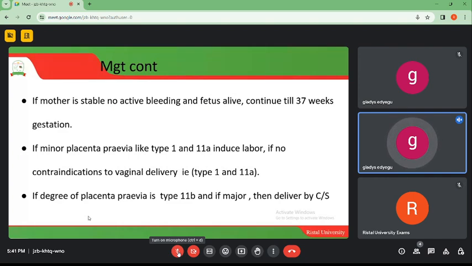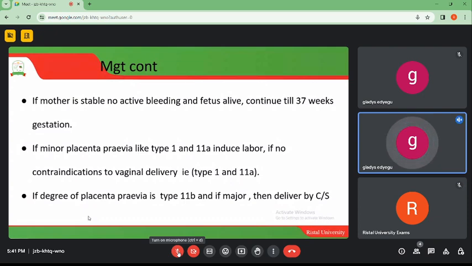If minor placenta previa, like type 1 and 2A, induce labor. So you can induce labor and this mother can deliver vaginally. But when it is type 2B, then this mother cannot deliver vaginally. So if the degree of placenta previa is type 2B and if major, then deliver by cesarean section.